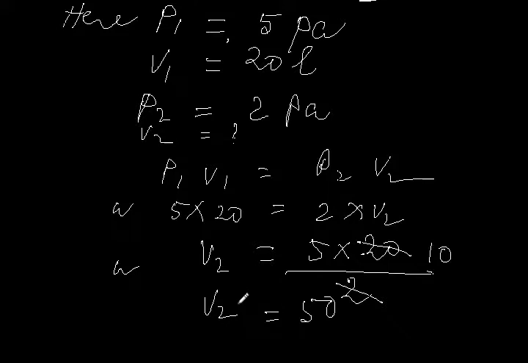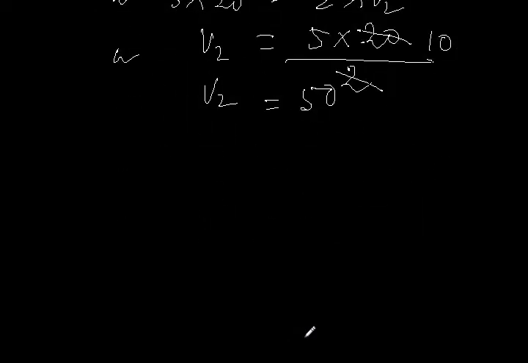Let us see that pressure was 5 Pascal. Volume was 20 liters. And pressure becomes 2 Pascal, that is 2/5. Volume becomes 50 liters, that is 5 by 2 times as the volume increased. So more the pressure, less the volume. Less the pressure, more the volume. This is Boyle's law. According to Boyle's law, final volume of the gas is 50 liters.